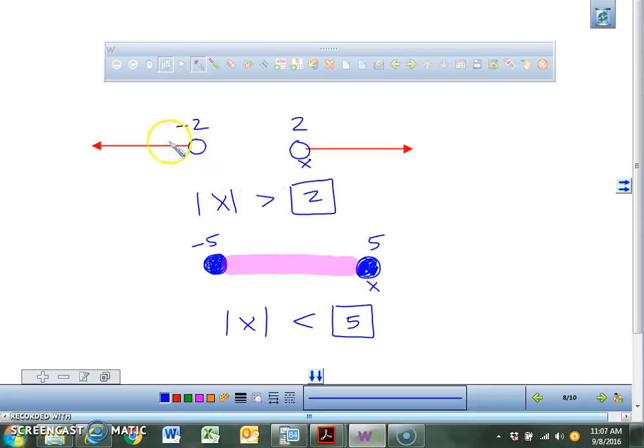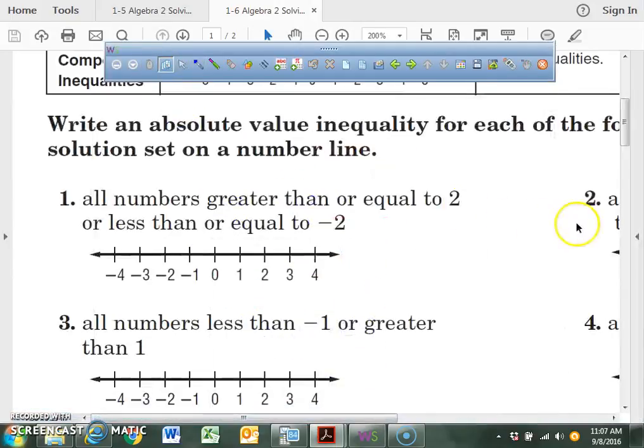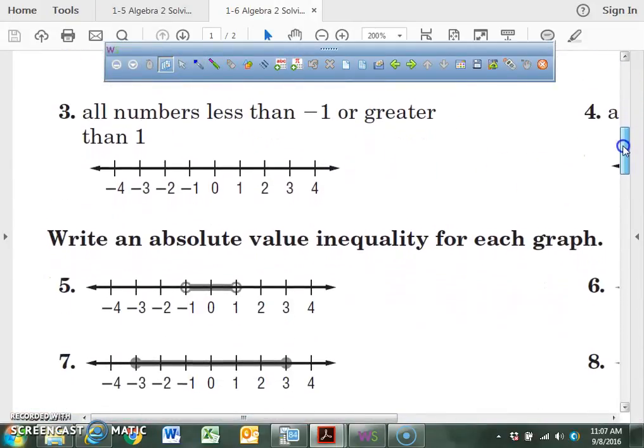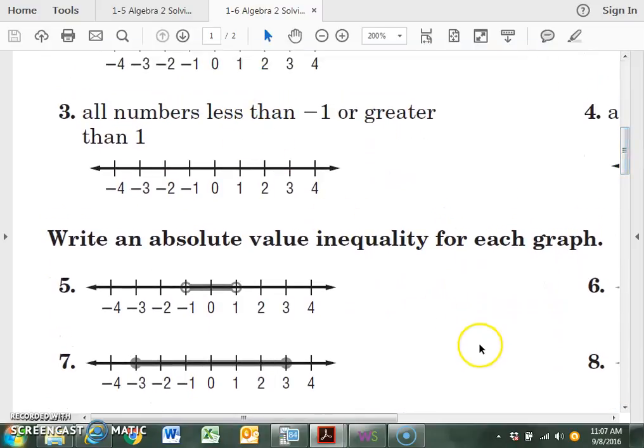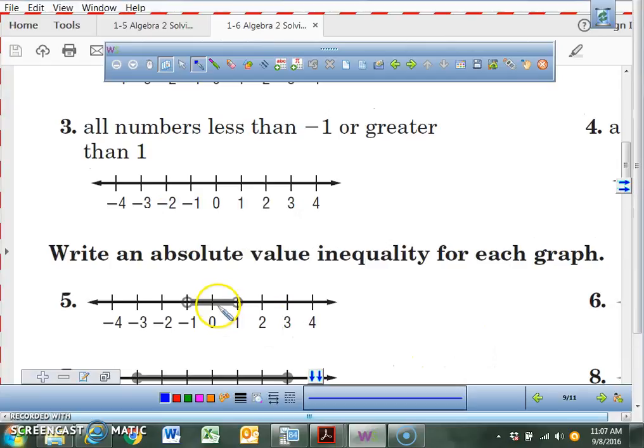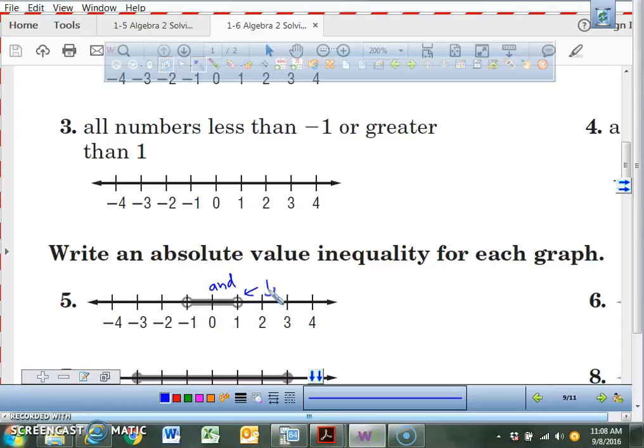Okay? So let's apply that real quick. Scroll down to number 5. I know you haven't done number 5, but scroll down to number 5. All right? First of all, is this an and or an or statement? It's an and statement because everything's shaded in between. Look at what's the number right there? It's the number 1. It's not including it.